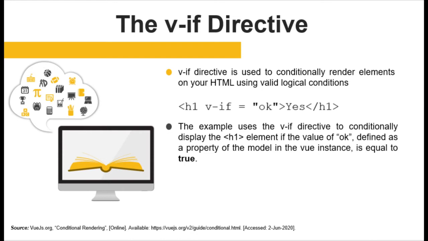The v-if directive is used to conditionally render elements on your HTML using valid logical conditions. So just like this one, let's say for example, you have an h1 element within your HTML page. For you to be able to print or to make it appear on your page, you use v-if equivalent to ok. So we are binding the ok as a property of our data model inside the Vue instance, which means if this ok evaluates to true, just like an if condition, this will be shown in our HTML. The example uses the v-if directive to conditionally display the h1 element if the value of ok, defined as a property of the model in the Vue instance, is equal to true.